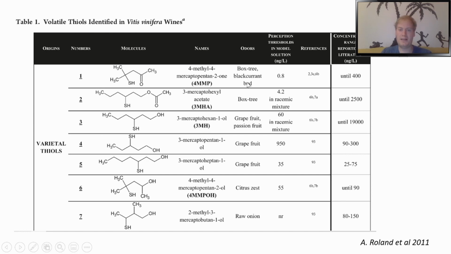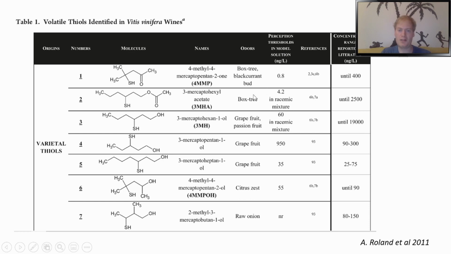So 4-MMP, as you see, is the responsible odor for black currant. Very low threshold, 0.8 nanograms per liter. That means if you put a drop of this molecule in a swimming pool, you can certainly smell it. And the concentration range in wine is very low, up to 400 nanograms per liter.